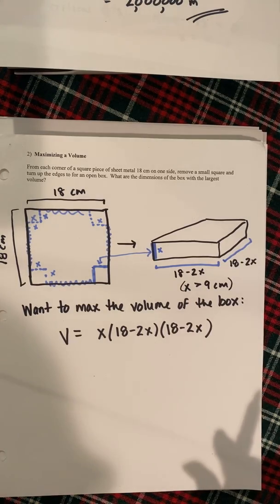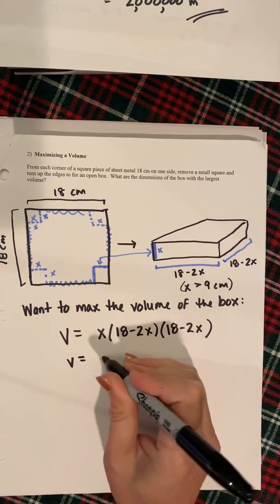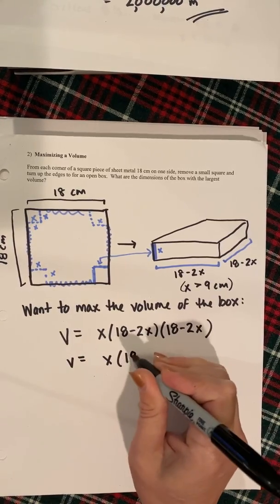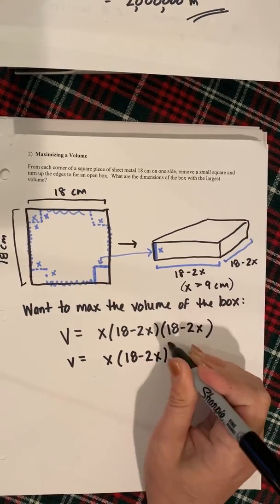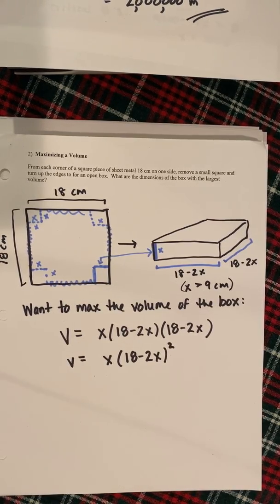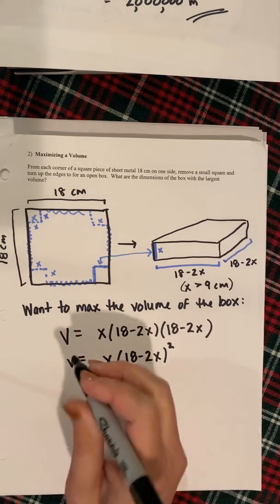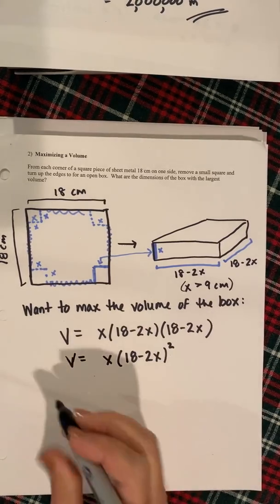All right, so now here on how you take the derivative, I'm going to rewrite this as X times (18 minus 2X) squared. Now you could distribute, you could do (18 minus 2X) times (18 minus 2X) and get a third degree expression, polynomial, and take the derivative. But I'm going to try to avoid doing all that extra algebra, and I'm going to take the derivative right from here by using both the product rule and the chain rule.